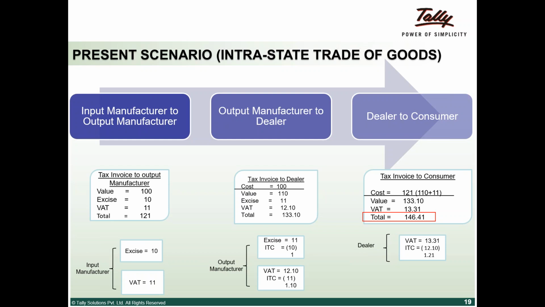The next leg of the transaction is dealer to consumer. Here the cost goes up because excise duty is not Cenvatable beyond manufacturing activities. The dealer will not manufacture any goods, so he will bear the excise duty as cost. So his actual cost is 110, and with excise duty of 11, his cost goes up to 121, because he will not get ITC for excise duty since he is not a manufacturer. So the new value will be 121 plus 10%, so it becomes 133.